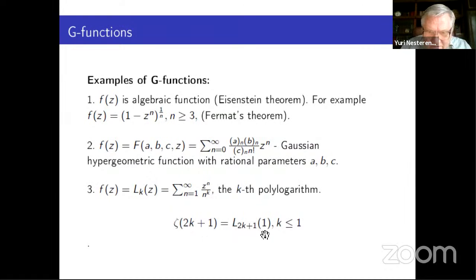Values at the point 1 of these functions are connected to odd zeta values. It's well known that zeta 3 is irrational, but nothing is known about transcendence, and nothing about zeta 5, 7, and so on.